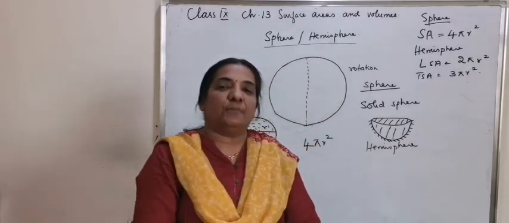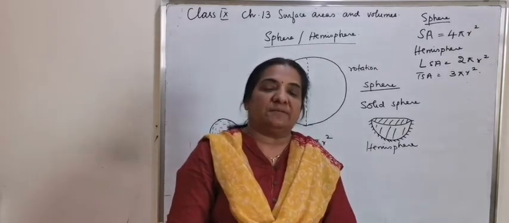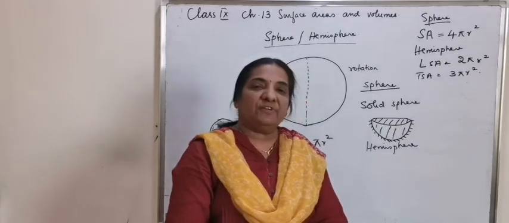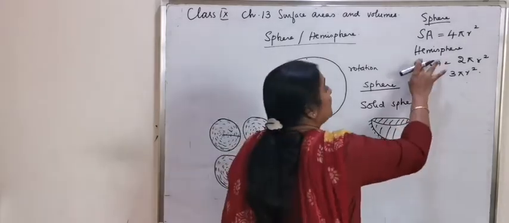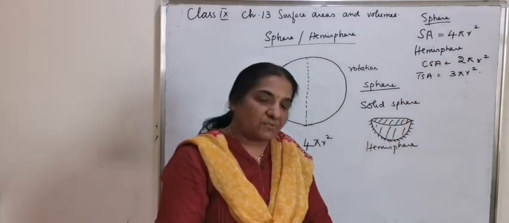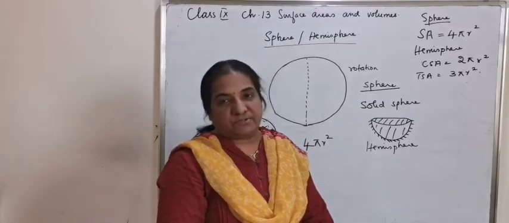Thus, the two formulas which are applied in the next exercise: the surface area of a sphere is equal to 4 pi r square, and for a hemisphere, the curved surface area is 2 pi r square and the total surface area is 3 pi r square.